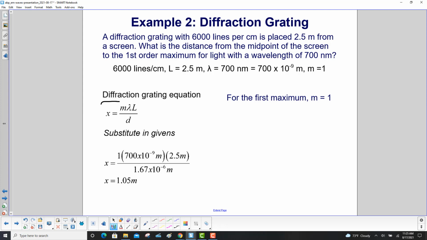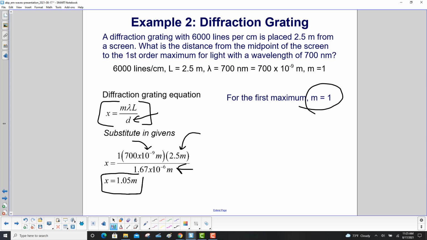Now we can go to our diffraction grating equation here. And the first maximum, m is equal to 1. We found d on the previous slide to be 1.67 times 10 to the minus 6. So now we put in our lambda, our L, and we get x is 1.05.